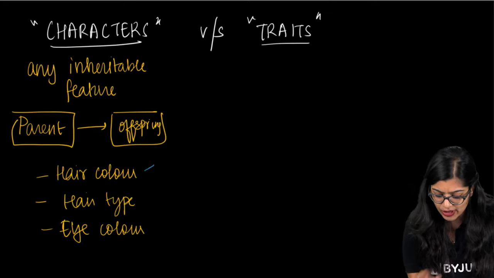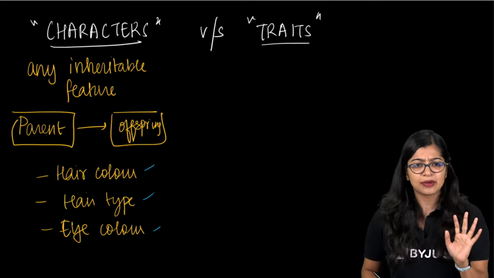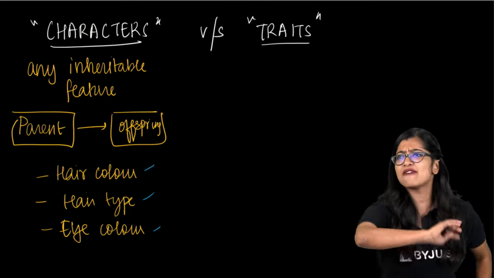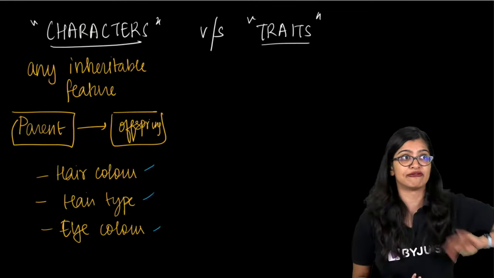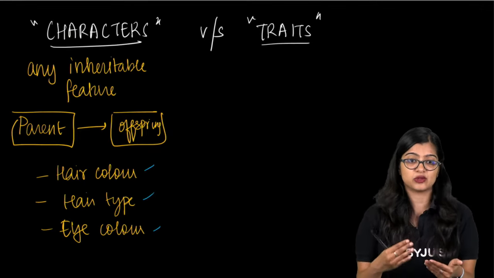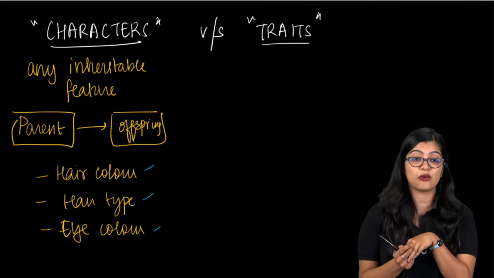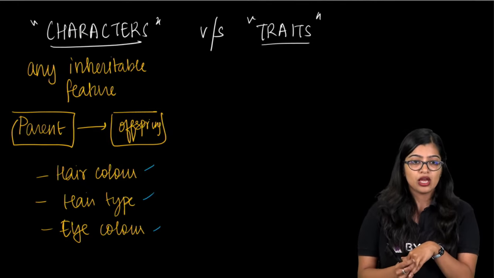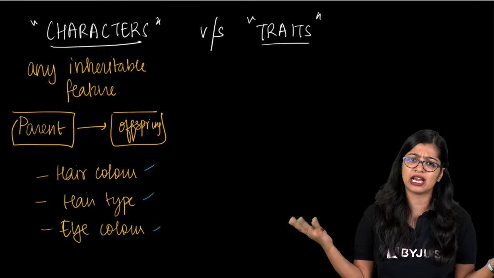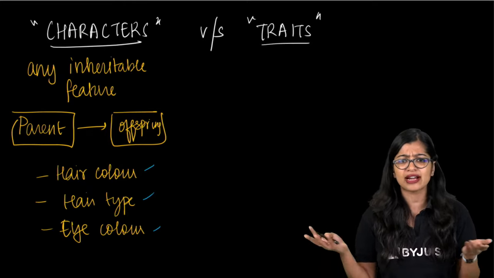Now when you talk about hair color or hair type or eye color, is there only one type? Is there only one type of eye color? Does everybody have black eyes, or everybody have black hair? Is that the case when we talk about hair color or hair type? Yes or no? In the chat, I want to see the answer. No, right? It's not like everybody will have black hair, black eyes, or the same kind of skin. No, as a matter of fact, not.